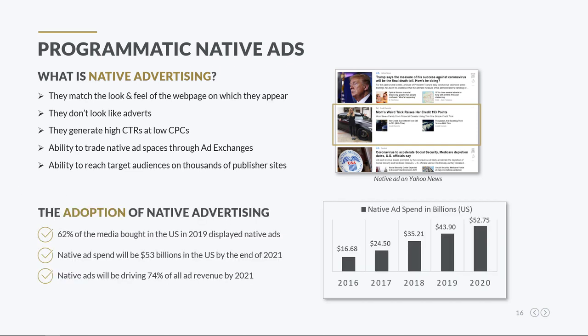Interestingly enough, native advertising has become more and more popular over the last few years. According to a recent study, 62% of the online media bought in the United States in 2019 displayed native ads. It was also predicted that the native ad spend will be $53 billion in the United States alone by the end of 2021. In addition to those, Business Insider has predicted that native advertising will be driving 74% of all ad revenue by 2021.